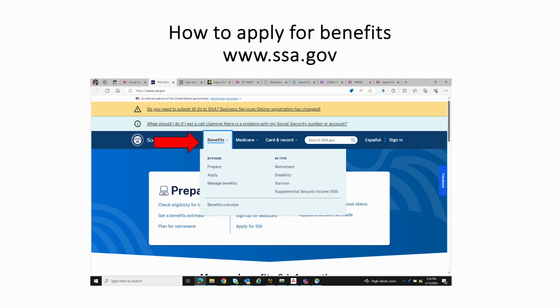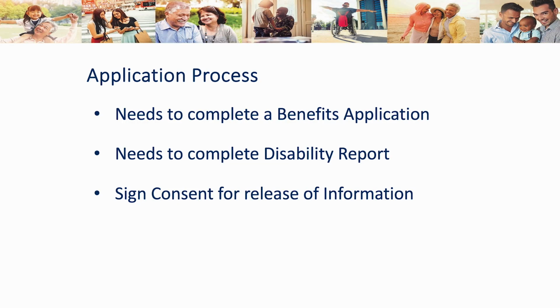Once you click on Supplemental Security Income and it opens the page, you need to know the application process is a three steps process. First, you have to complete the benefits application. And as I said before, you have to give us a call at our toll-free number to schedule that appointment. Then you need to complete the disability report and sign consent for release of information. During this show, we are going to show you the process that it takes to complete the disability report.